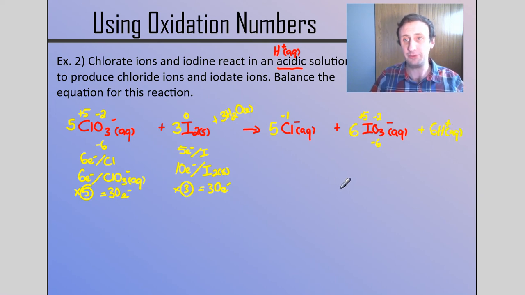Okay, now I can double check my charge to make sure it works out, right? So on the left, I have 5 times 1 negative. So it's just a 5 negative charge overall. And then on the right-hand side, I have 5 negative with 6 negative and then 6 positive. So that also comes out to 5 negative. So this looks like a great answer. I'm confident it works because of the fact that the charge on both sides equals out.